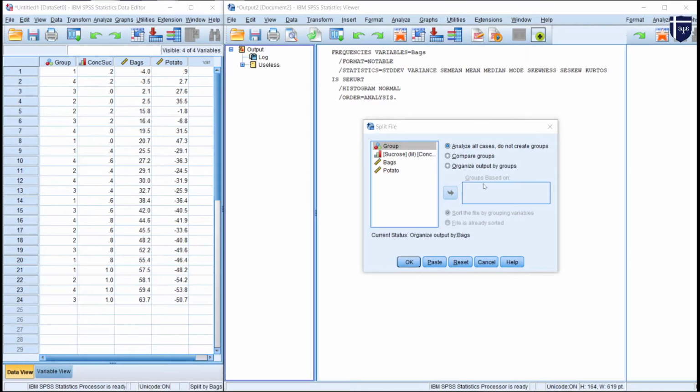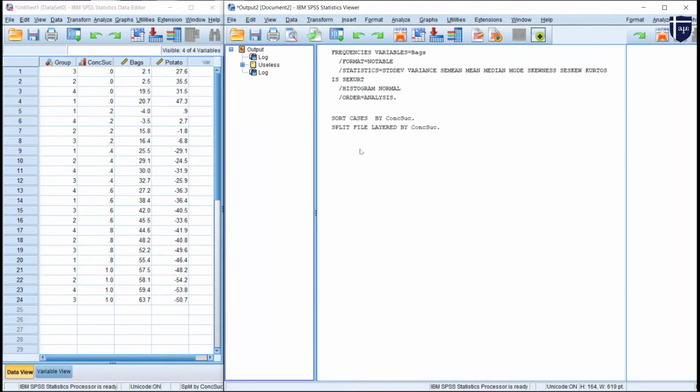I want to split this either by comparing the groups or by organizing the output by groups. It gives you the same data either way. It's just a different way of presenting it. You want to use the groups that they're actually split into, which is the sucrose concentration. So I'm going to click Compare groups, based on sucrose, and bring that over. And so I'm going to split the data by that. It's going to sort cases and split them by their sucrose concentration.